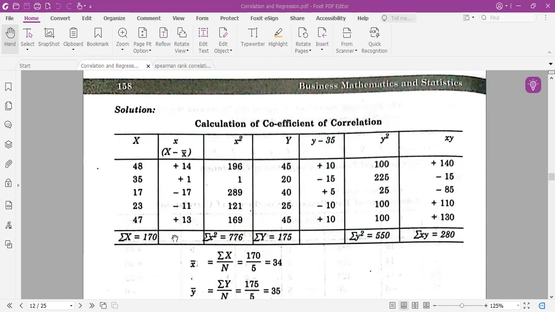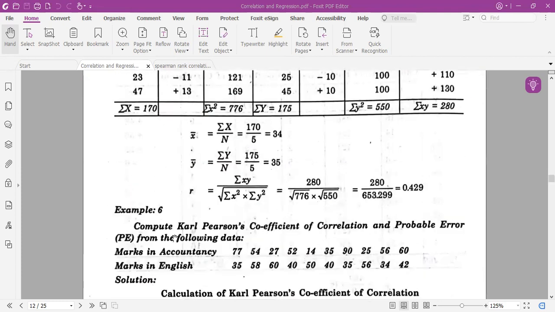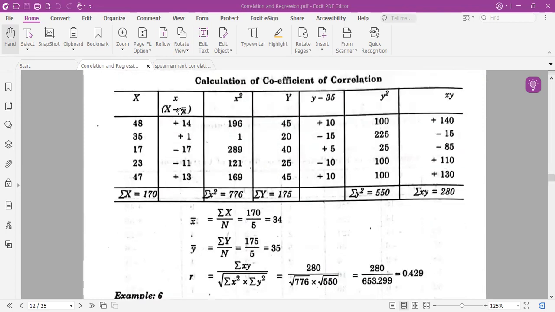Now here we have to use the actual mean method. As I told earlier, actual mean will be this particular formula: sigma small xy divided by square root of sigma small x square into sigma y square. So small x is nothing but x minus x bar. So x bar is sigma x divided by n. We are getting 34, then you are getting 35 as the mean for x and y.